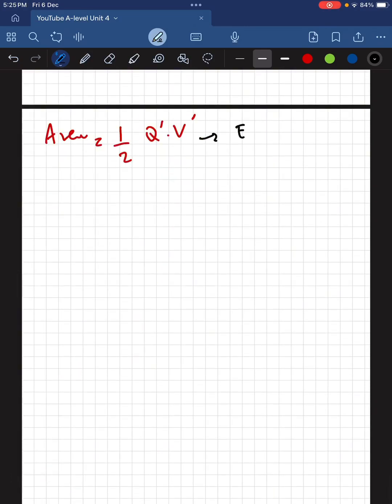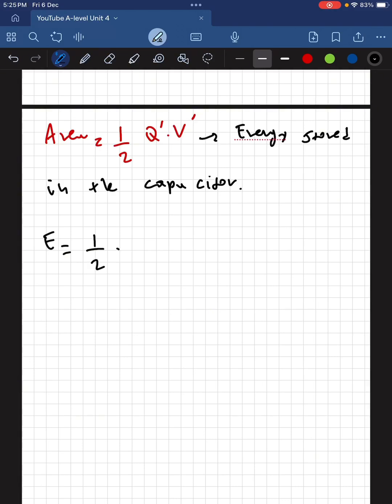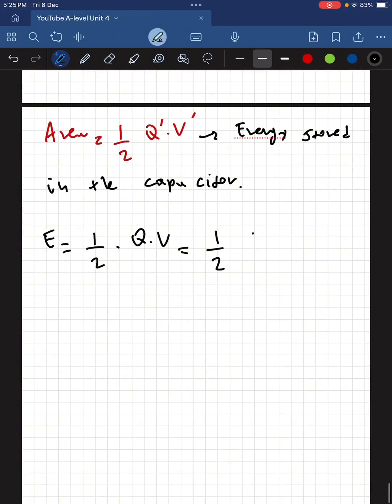So this is the energy stored in the capacitor. So the energy for a capacitor is 1/2 Q times V. And if we replace Q by C times V, this is also equal to 1/2 CV squared. And if we replace V by Q over C, we get that this is also equal to Q squared over 2C.